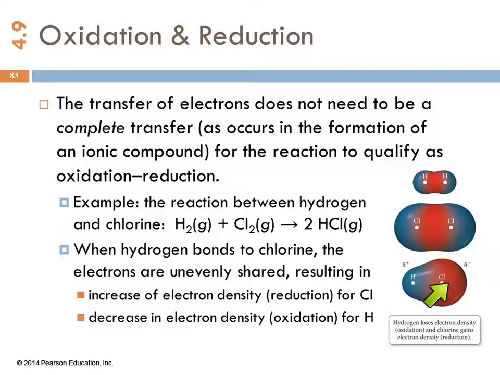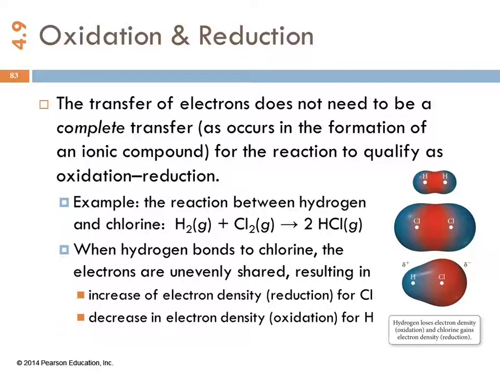So that's what happens with some combinations of elements. The chloride is greedy, and it hogs the electrons. So there is a partial transfer of electrons from the hydrogen to the chlorine. It's not complete. It doesn't actually form an ion in the gas state. It's a partial.